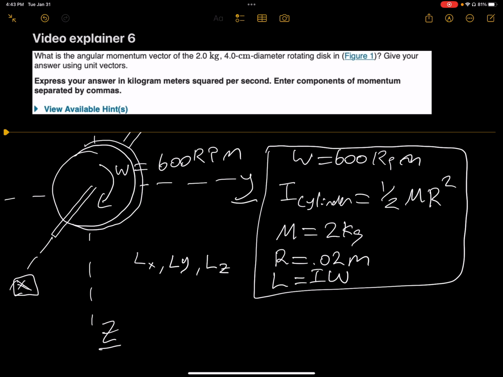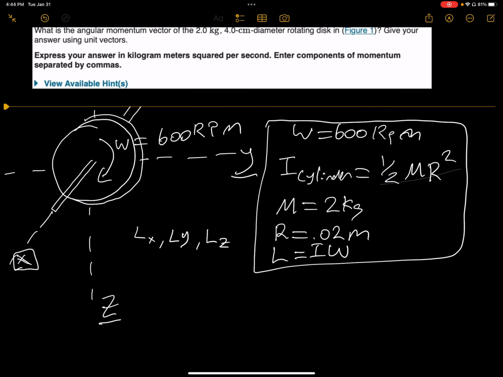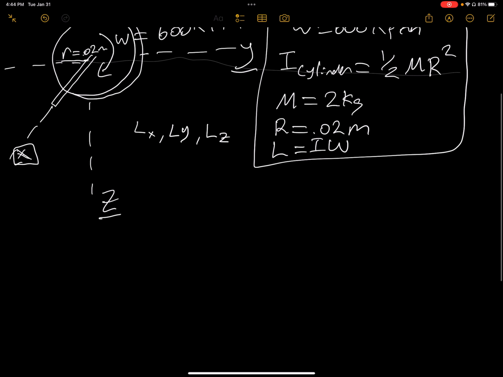All right, so that's what this drawing is for. It really is supposed to represent things. R equals 0.02 meters, because we get 4 centimeters, convert that to meters, and that works. Our drawing really tells us what we need to know. We have these three axes, and we want to find the angular momentum given the way that it's rotating. This isn't too hard to do because we just have the right-hand rule.